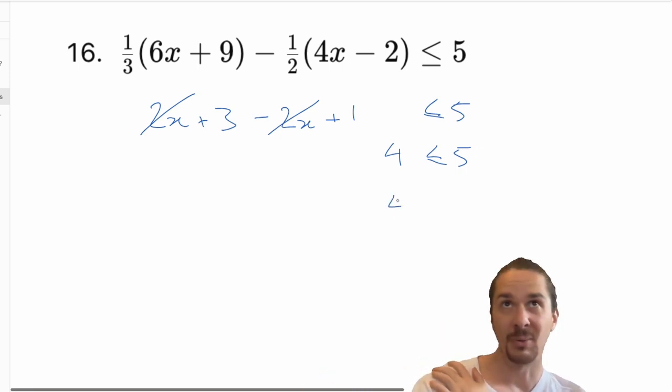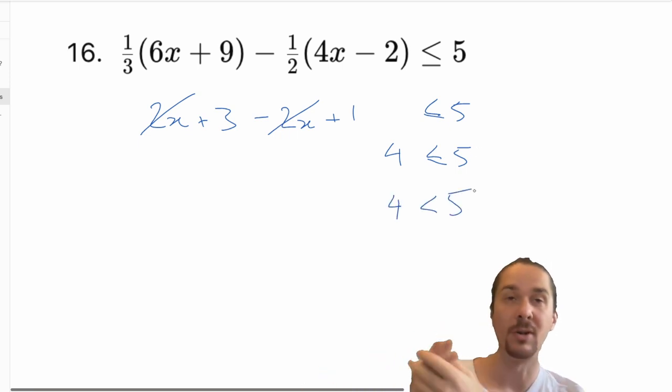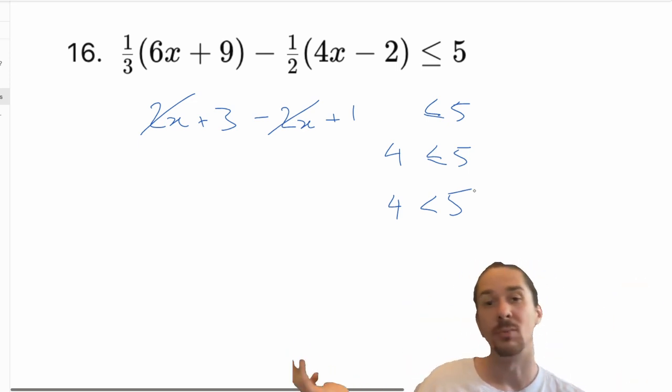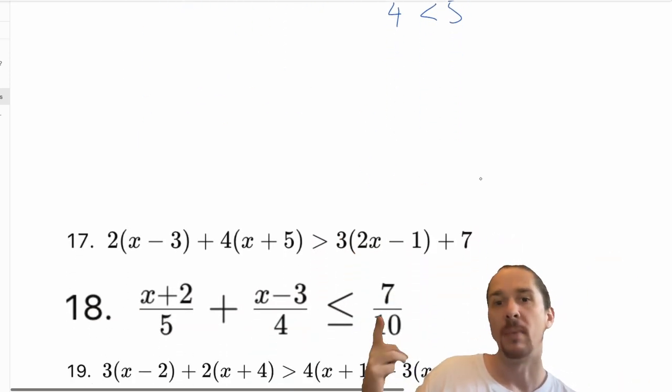We could be even more specific. We could say that 4 is less than 5 because we know they're not equal. But because the x's cancel out here, there's nothing that we can do. This one's going to be similar. I remember from the linear questions we did.